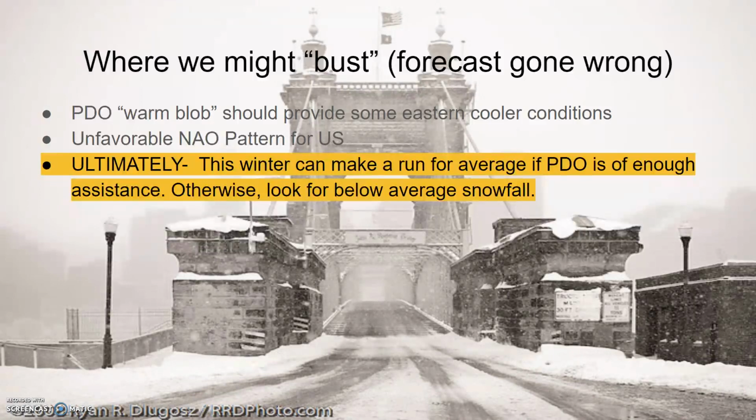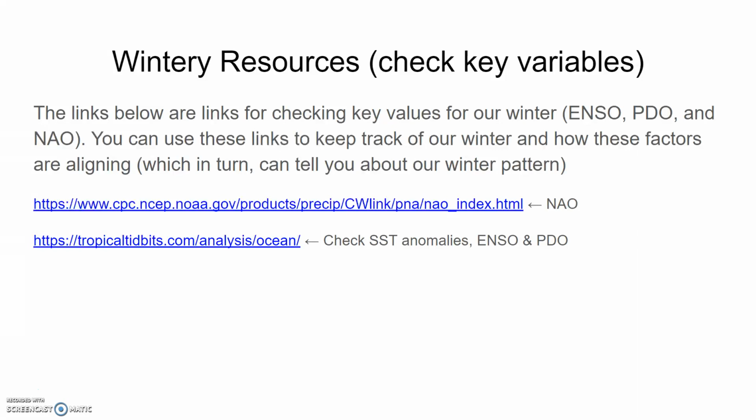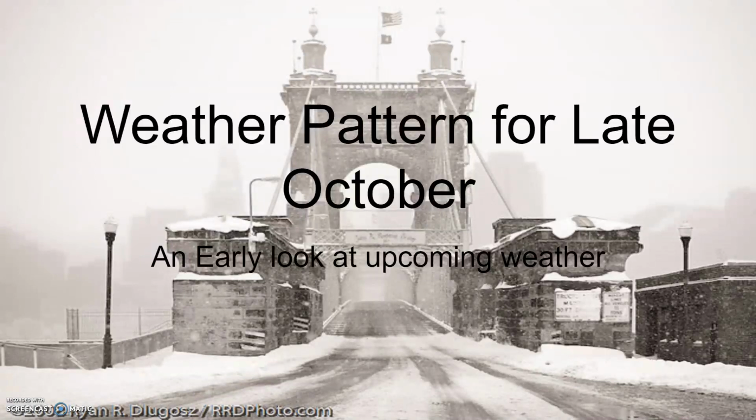So ultimately, in short, I think this winter can make a run for average if the PDO helps us. Otherwise, snowfall should be below average. Now that we've gotten the winter weather forecast out of the way, there's some quick resources. If you want to bookmark those, you can check sea surface temperatures to get a look at our winter patterns and check some model runs and stuff. Cool stuff.